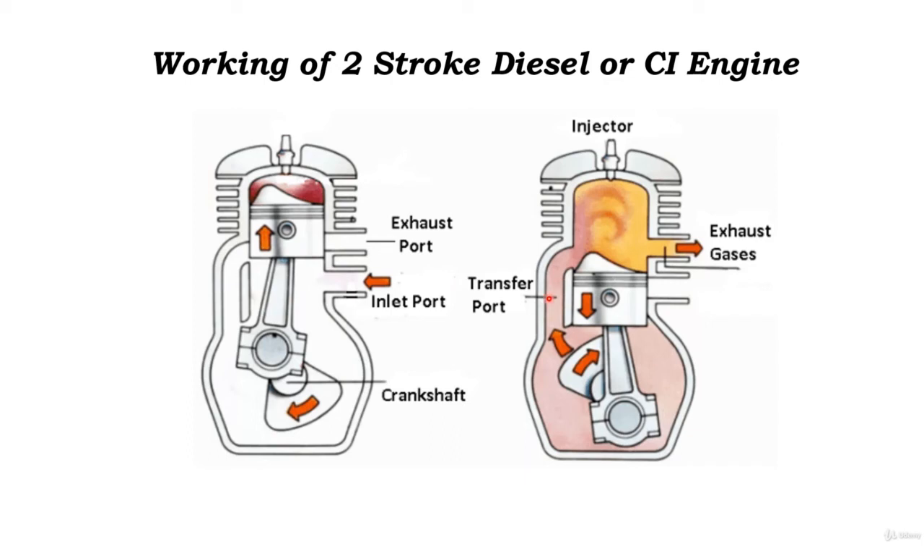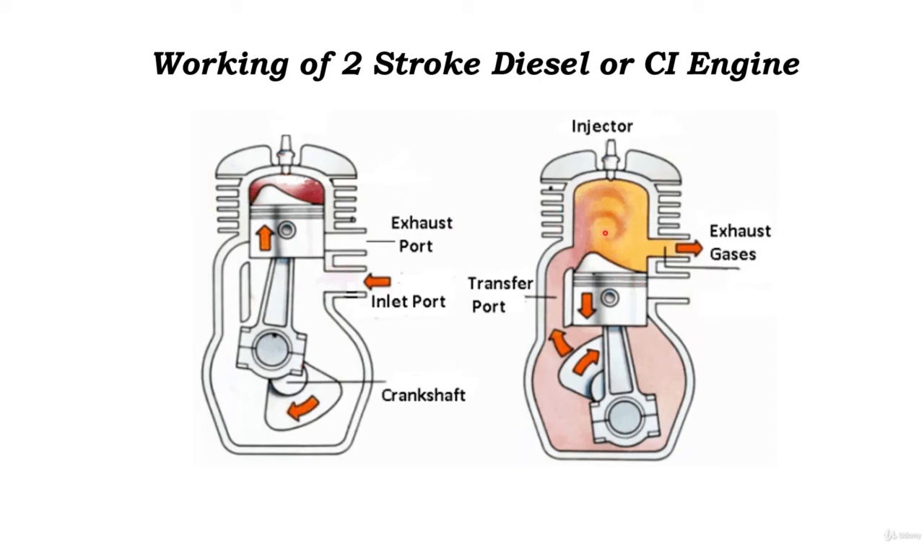So in the two-stroke diesel engine, the difference was that through the inlet only air is coming in, and at the end of the compression stroke, fuel is injected, and due to the high pressure of the compressed air, that itself was sufficient to ignite the fuel. So this is the working principle of the two-stroke diesel or the CI engine.